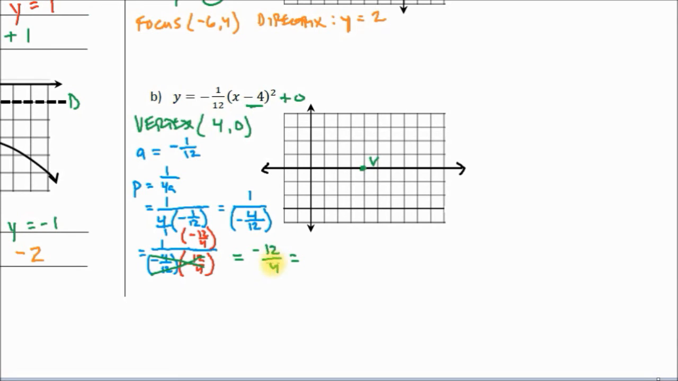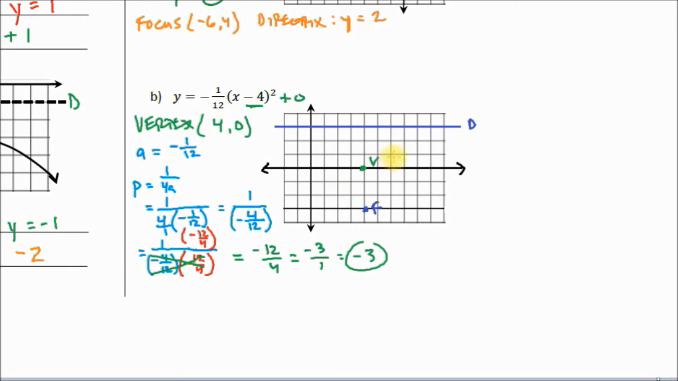If you put that in your calculator, we can reduce that. Both of these are divisible by 4. This is going to be negative 3 over 1, or negative 3. So our p-value is negative 3. Okay, knowing our p-value gets us to our focus and directrix. Our focus will be 3 units below the vertex, so 1, 2, 3. There's our focus. Our directrix will be 3 units above our vertex, so there is our directrix.